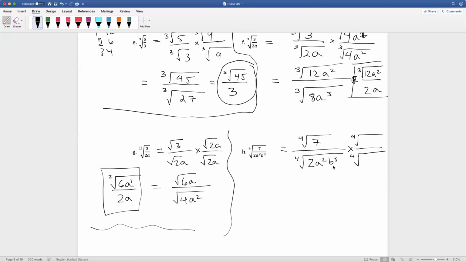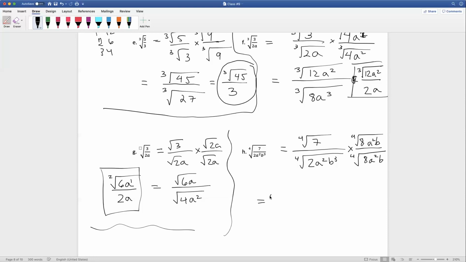All right, so let's start off with the b. We have 3 factors of b. To get a total of 4 factors of b, we have to introduce one more b. We have 2 factors of a. To get a total of 4 factors of a, we have to introduce 2 more a's. We have 1 factor of 2. To get a total of 4 factors of 2, we have to introduce 3 more factors of 2. 2 times 2 times 2 is 8.